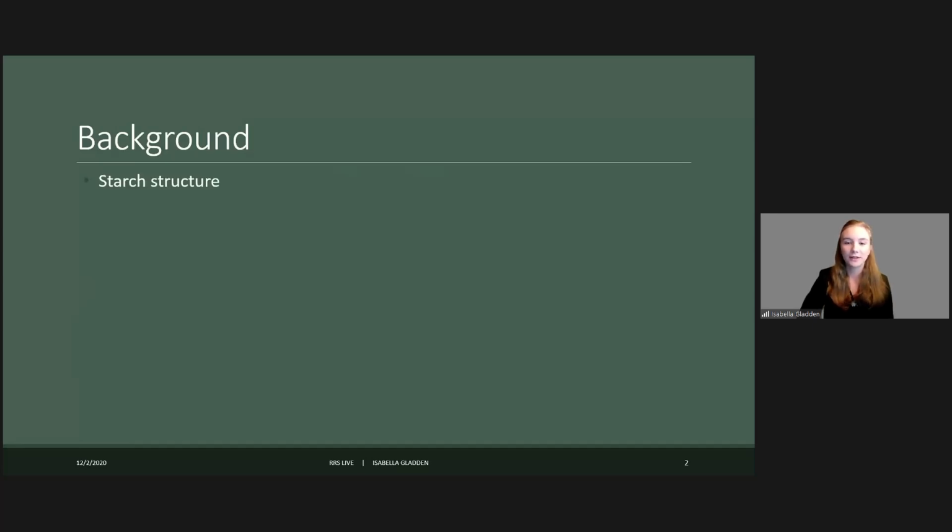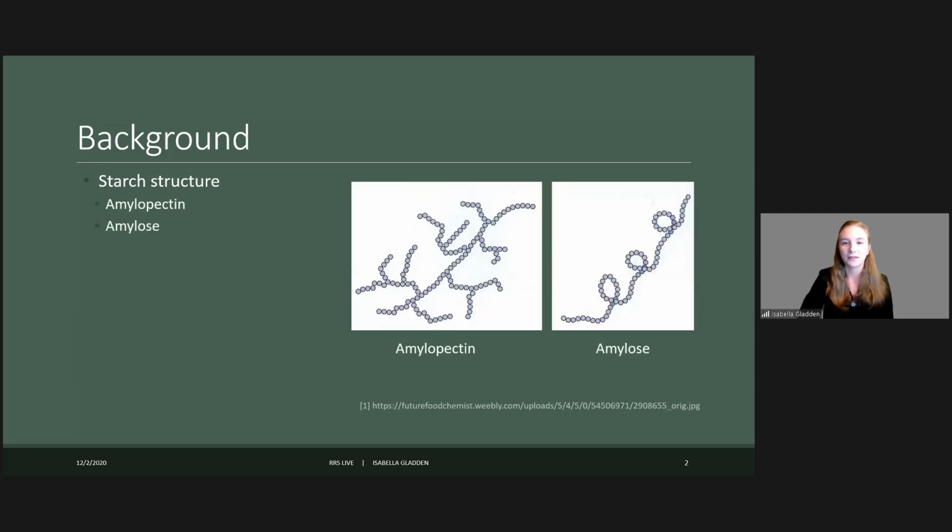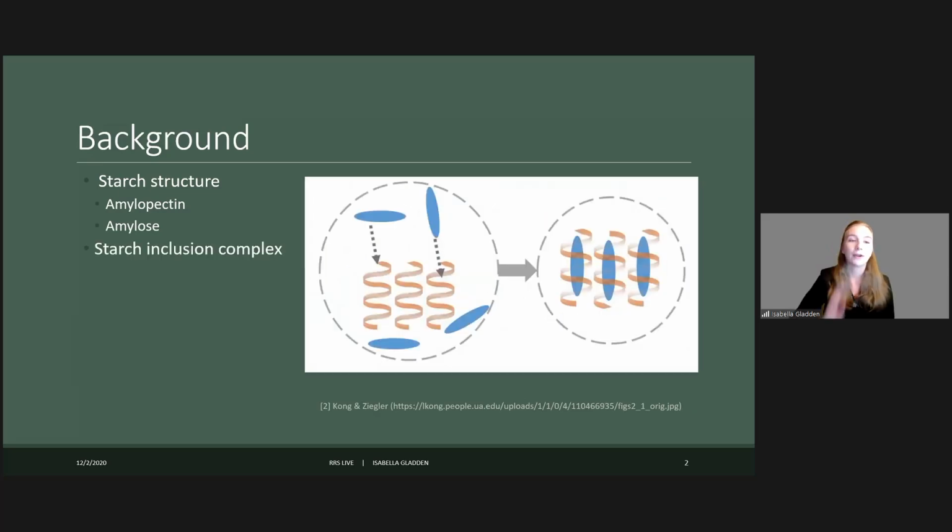Starch is a polysaccharide that is composed of amylopectin as well as amylose. The ratio between these two in starch depends on its botanical source. As you can see from the image, amylopectin has a branch structure with some linear side chains, while amylose is composed of one linear chain that then forms a helix. Using this structure, we are able to form starch inclusion complexes.